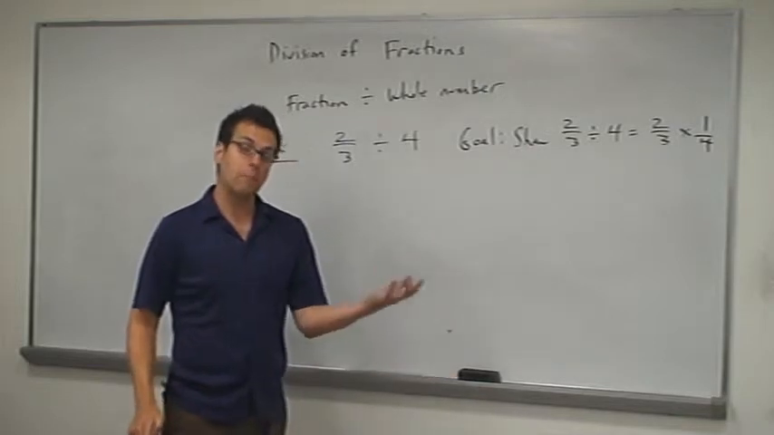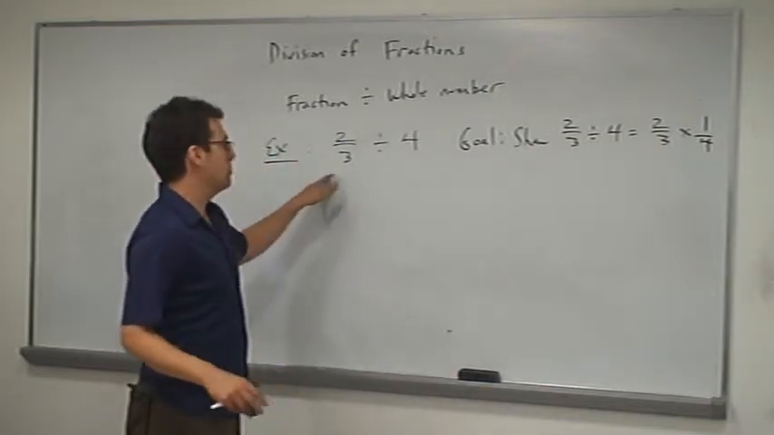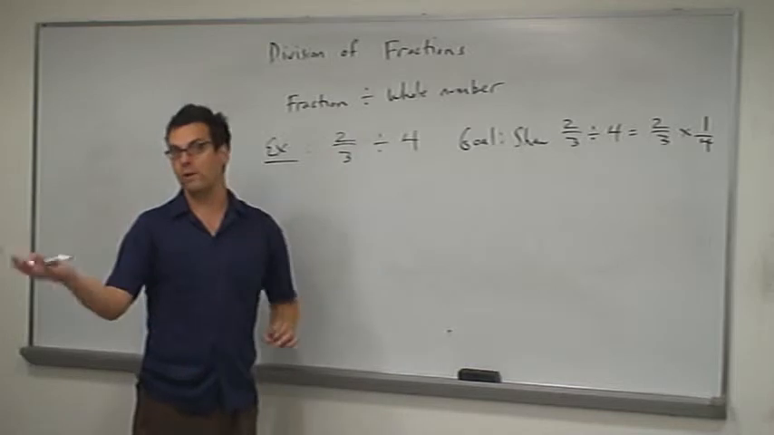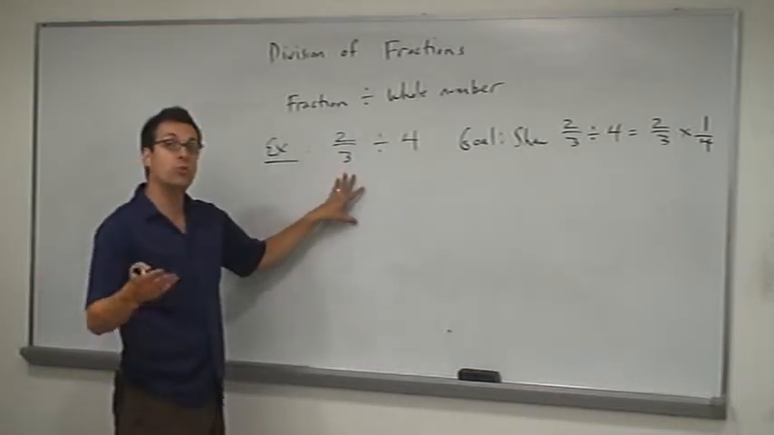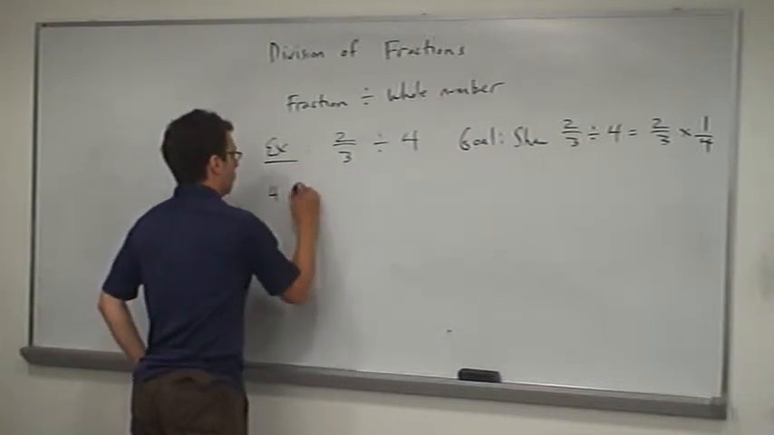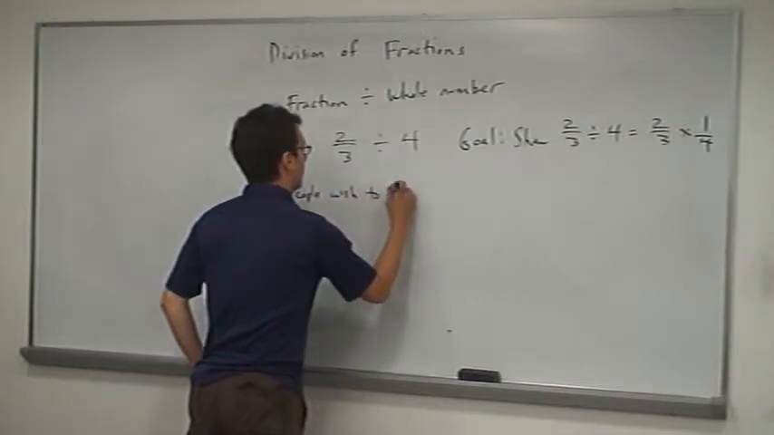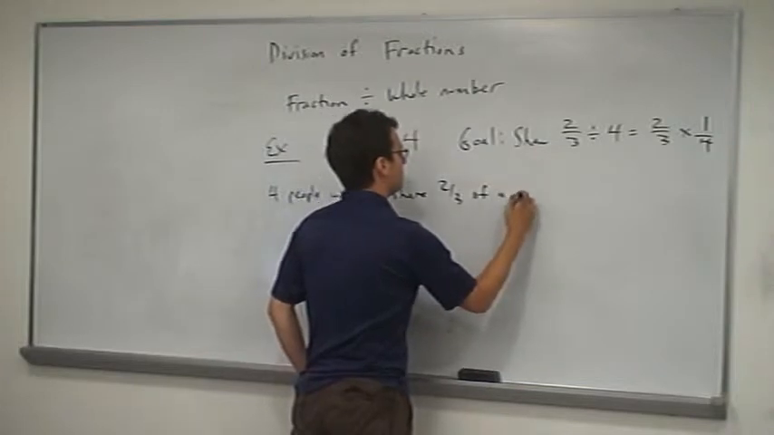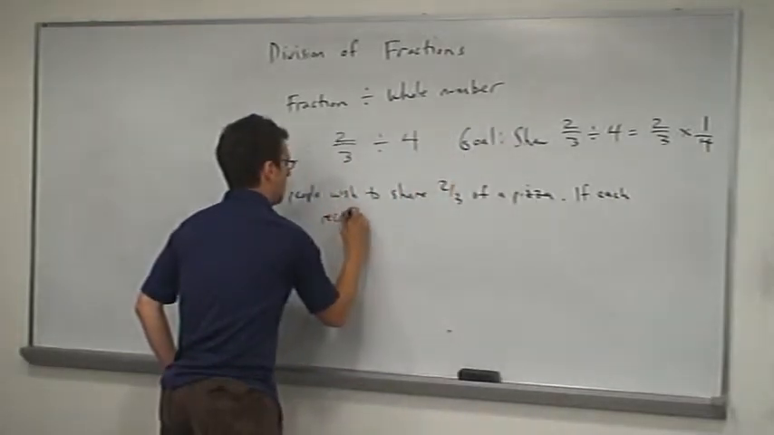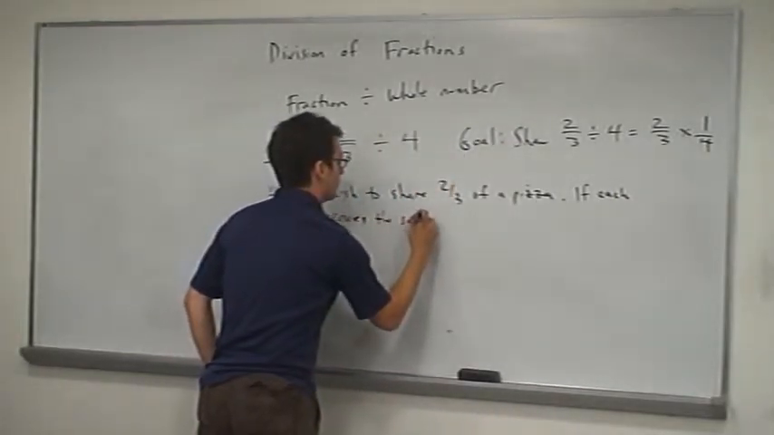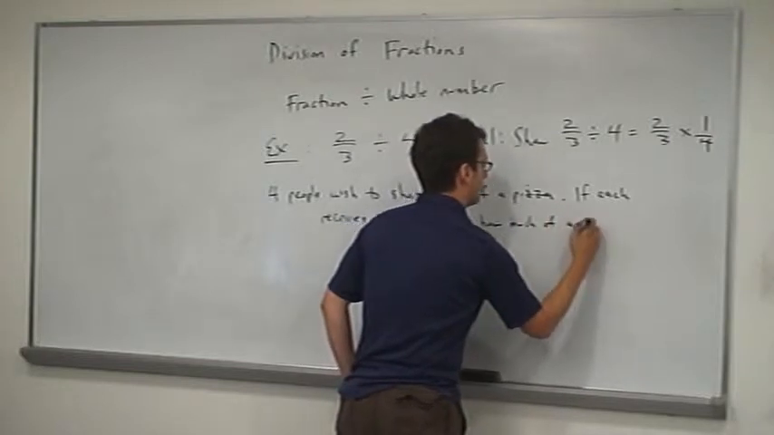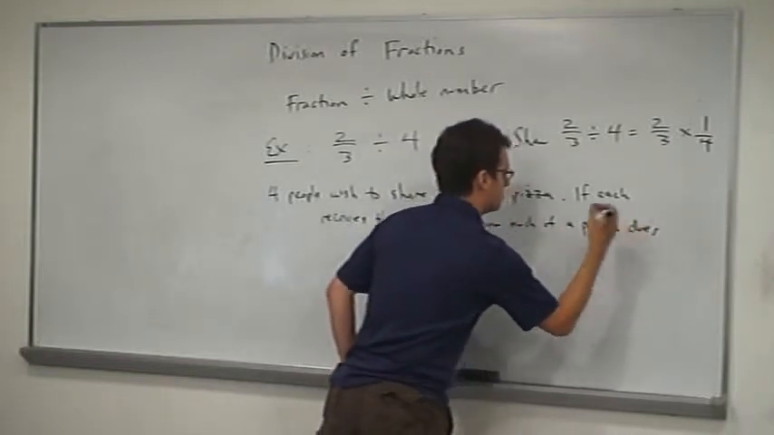So the first thing we do is come up with a word problem that clearly represents 2/3 divided by 4. We could use a similar problem to the last one. In the last problem, we had 5 things we wanted to share among 2 people. In this problem, we might have 2/3 of something, maybe 2/3 of a pizza, that we want to share among 4 people. So maybe that's our problem. 4 people wish to share 2/3 of a pizza. If each person receives the same amount, how much of a pizza does each person receive?